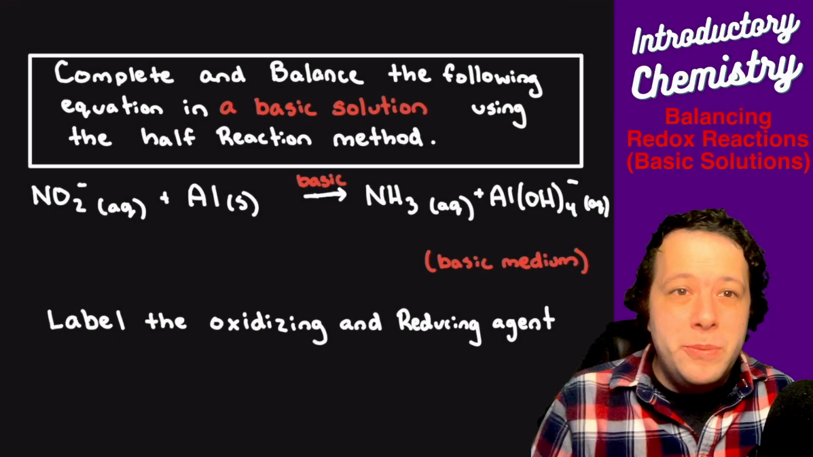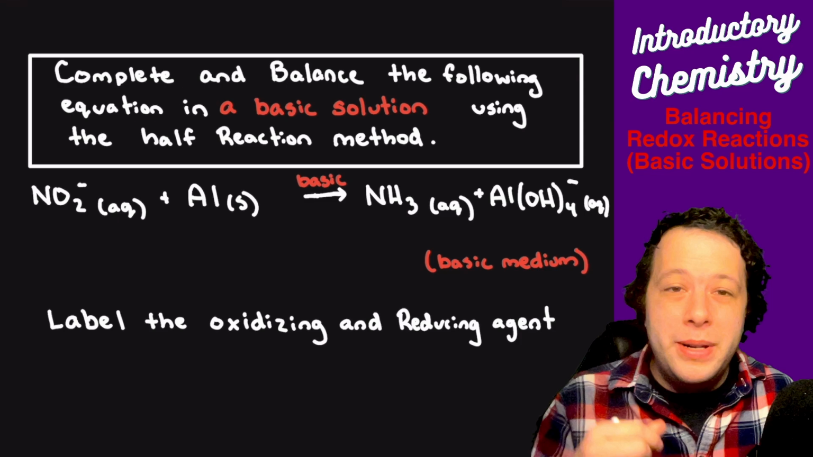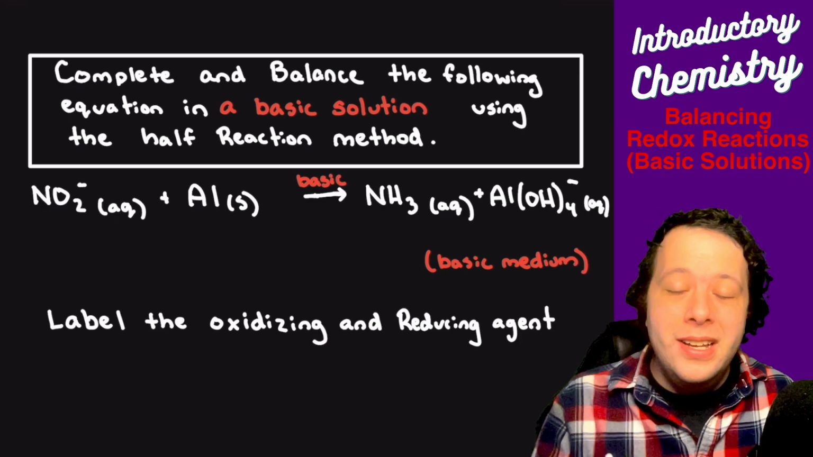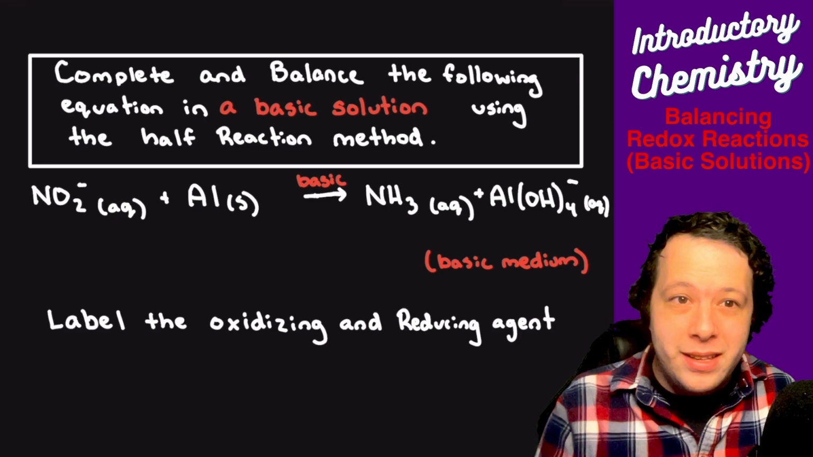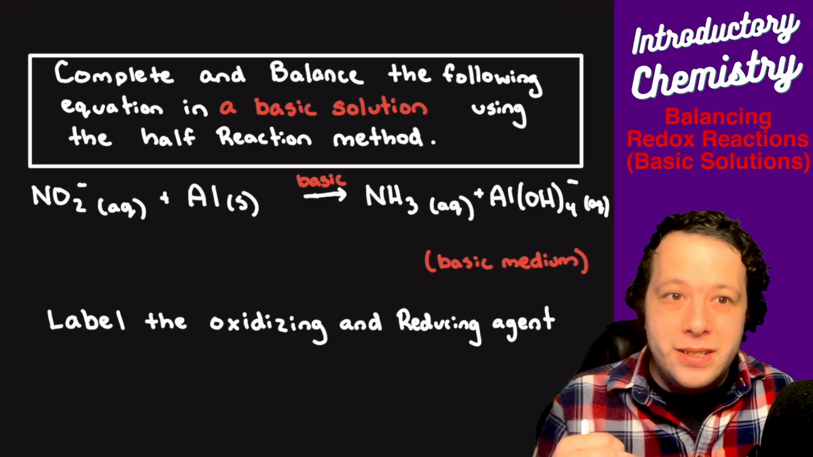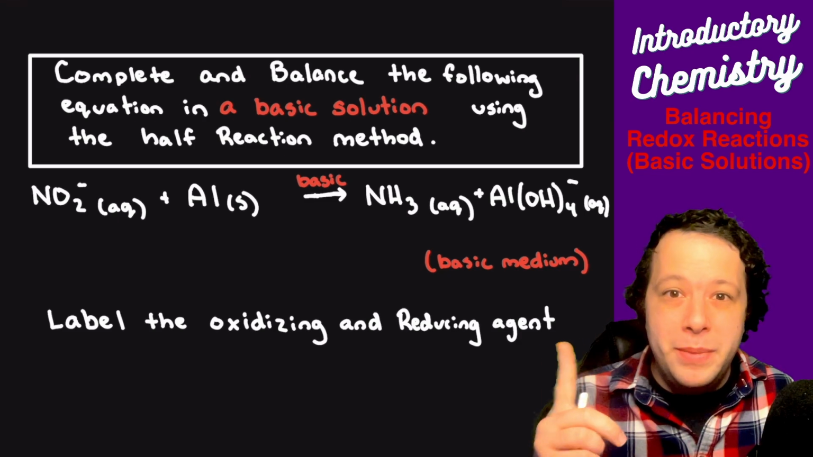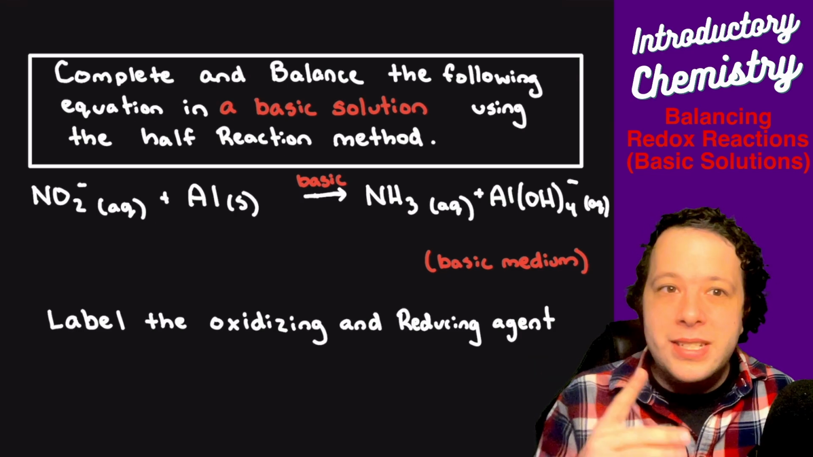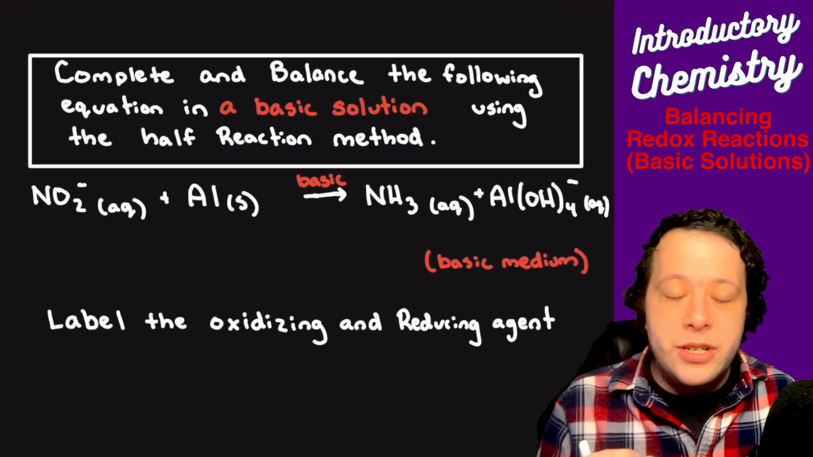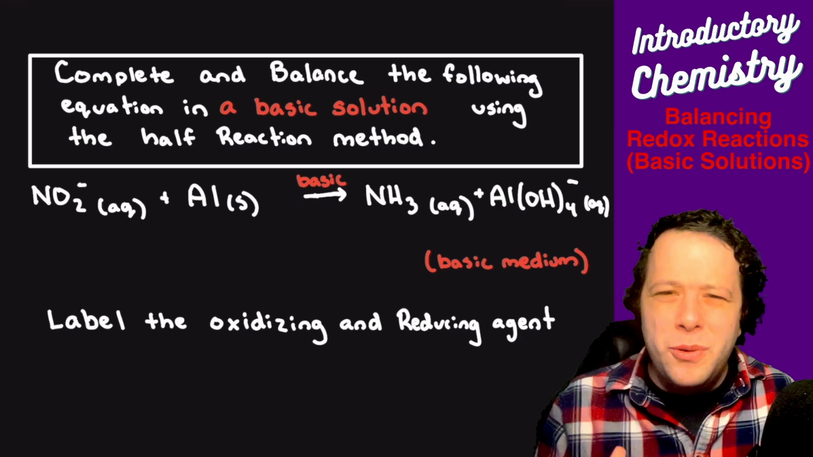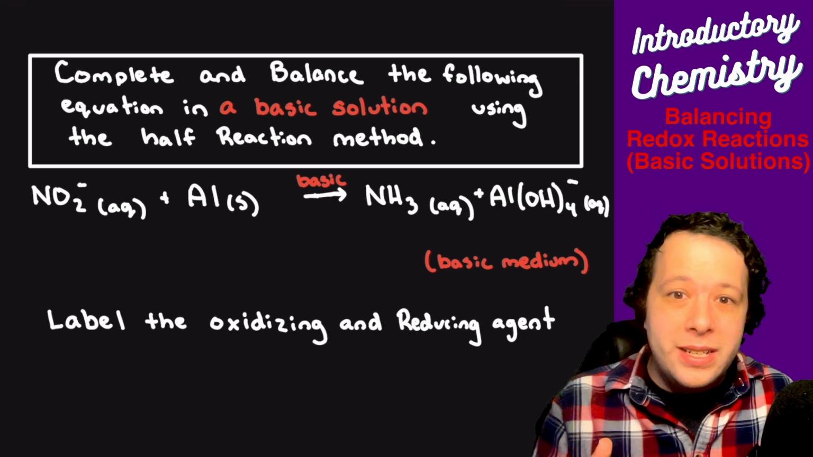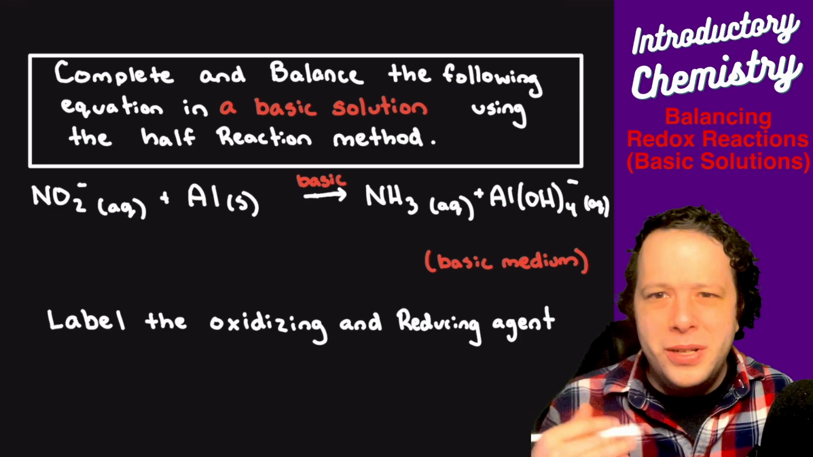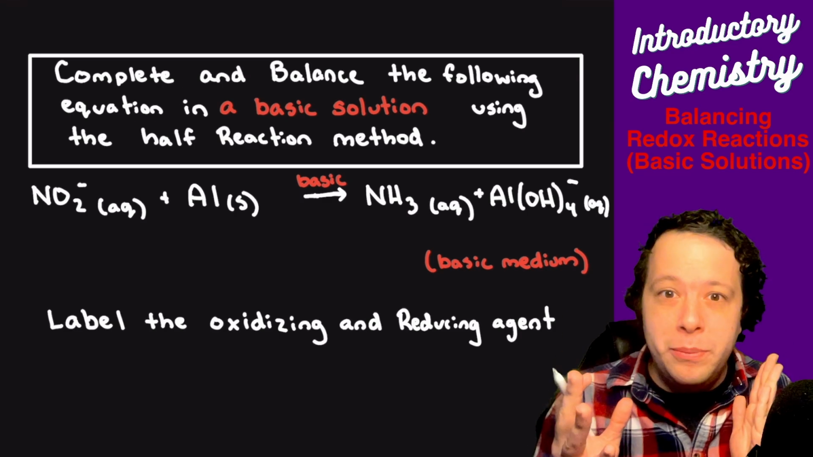This kind of problem would look like something like this. We would have: complete and balance the following equation in a basic solution using the half reaction method. As you can see, we have NO2- being added to aluminum to make ammonia and then aluminum hydroxide. With this one, you can see that there is a charge imbalance. There's charges on different species, and things don't quite match up. I'm also asking, can you label the oxidizing and reducing agent as well, just to practice the whole complete picture?